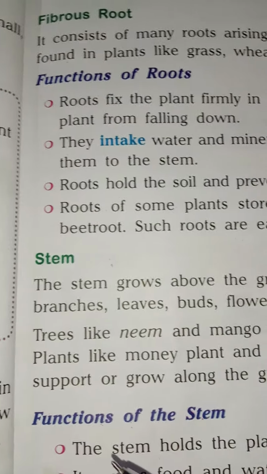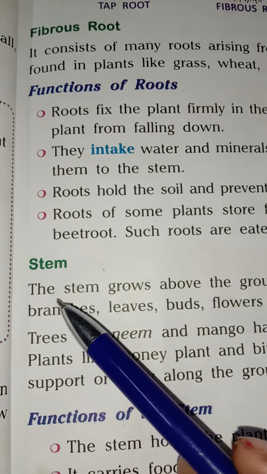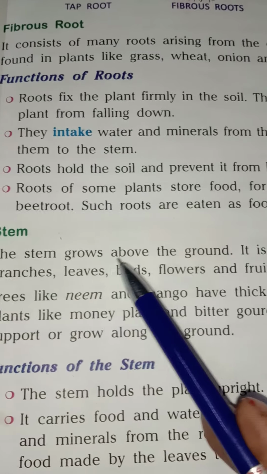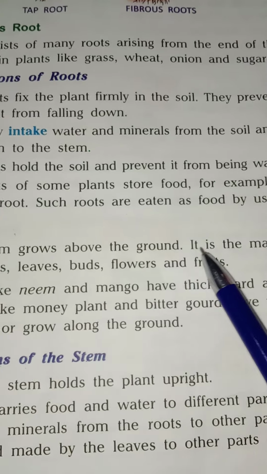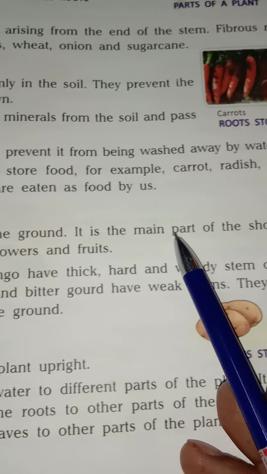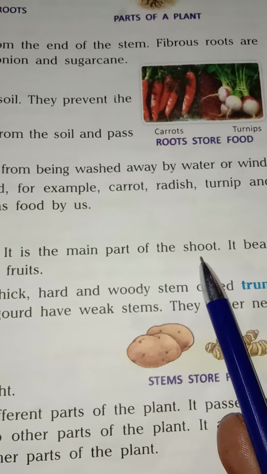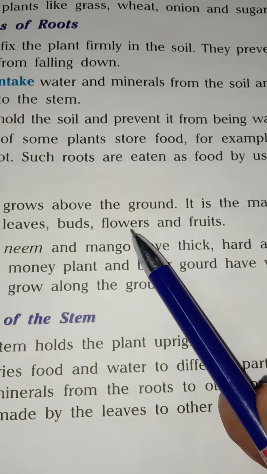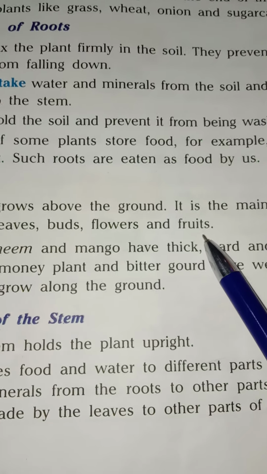Let's start. Now, student, lesson 7, parts of a plant. Today we will learn about stem. The stem grows above the ground. It is the main part of the shoot. It bears branches, leaves, buds, flowers and fruits.